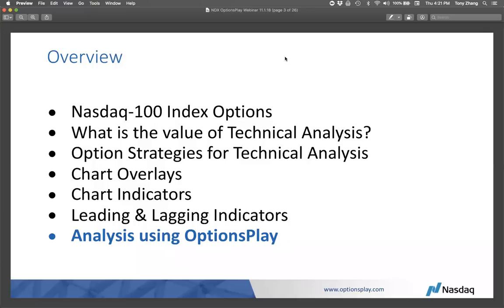And then what we'll do is we'll end this by using some real life examples using options play, showing you the Nasdaq-100 index, looking at a few different opportunities, and show you how you can structure an option strategy off of those views using technical analysis.